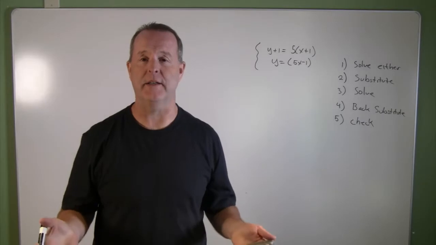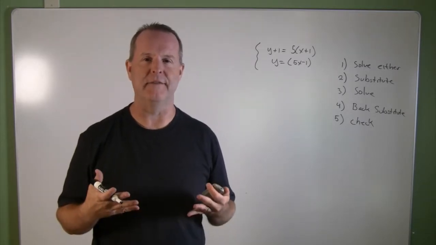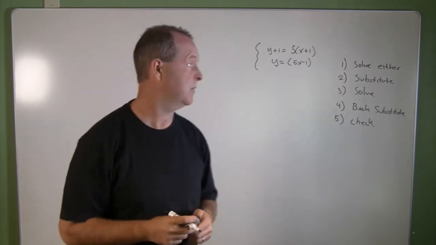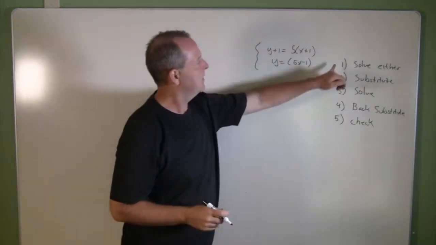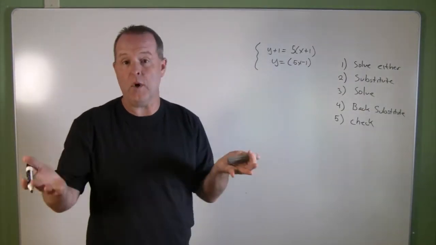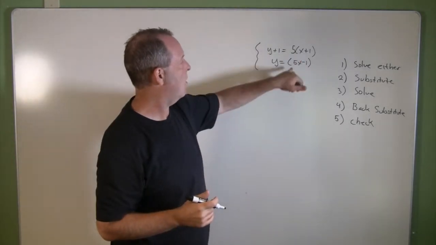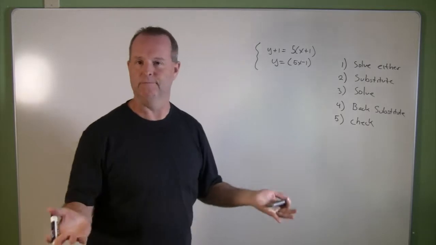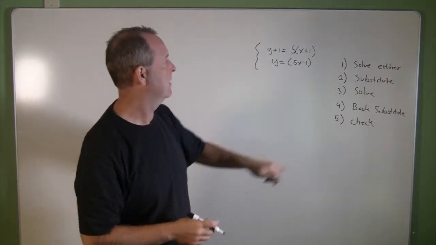Let's explore another example of another type of situation that may arise when we're solving systems through substitution. Step one, solve either one. Where do you want to solve from? Well, I'm going to solve for y. Why? Because it's already done for me.